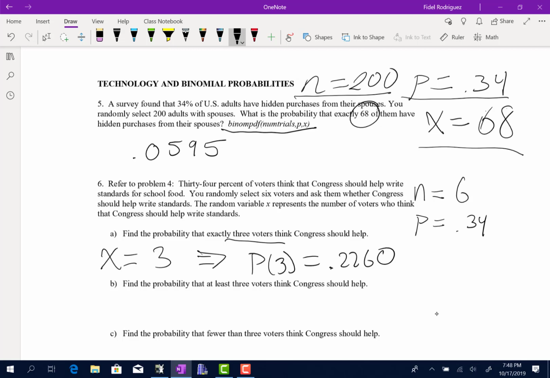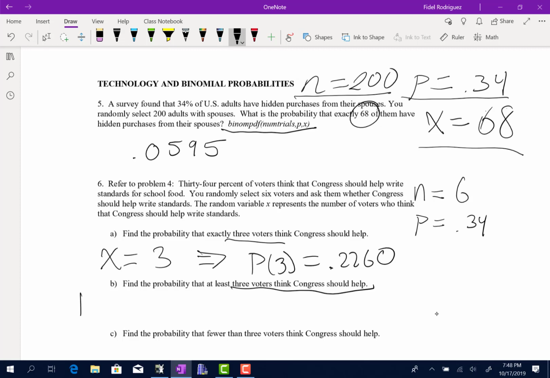Now, guys, look at part B. Find the probability that at least 3 voters think Congress should help. What does that mean? What does it mean, at least 3? So let's think about it this way, at least 3. That means that the smallest number we want to get is what? The smallest number we want to get is 3, right? Could we get 4? Think about what the word at least 3 means. 4 we could get, right? Anything above 3. At least 3 means 3 should be your lowest number, right?